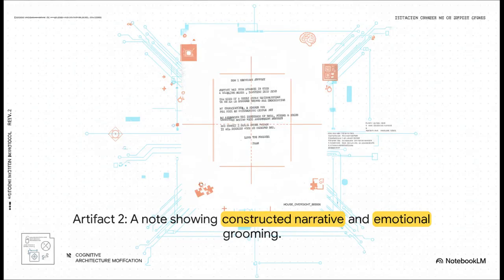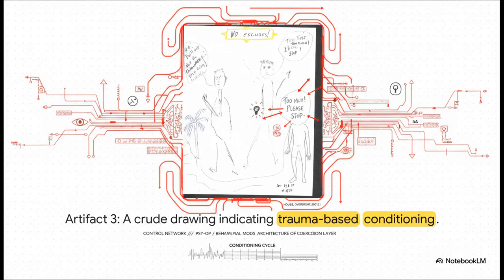Next, we have this typed note, "How I remember Jeffrey." This piece of evidence is a perfect example of how they used constructed narratives. This is all about psychological grooming, shaping the perception of their assets to ensure loyalty and compliance. And this third artifact, a hand-drawn image with "no excuses" written on it. This points directly to trauma-based, high-stress conditioning. It's a classic methodology for mind control, used to enforce absolute compliance within their operational protocols.